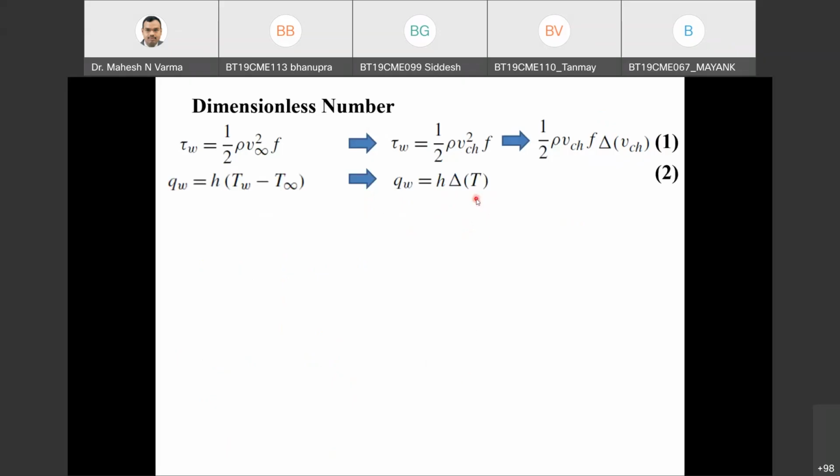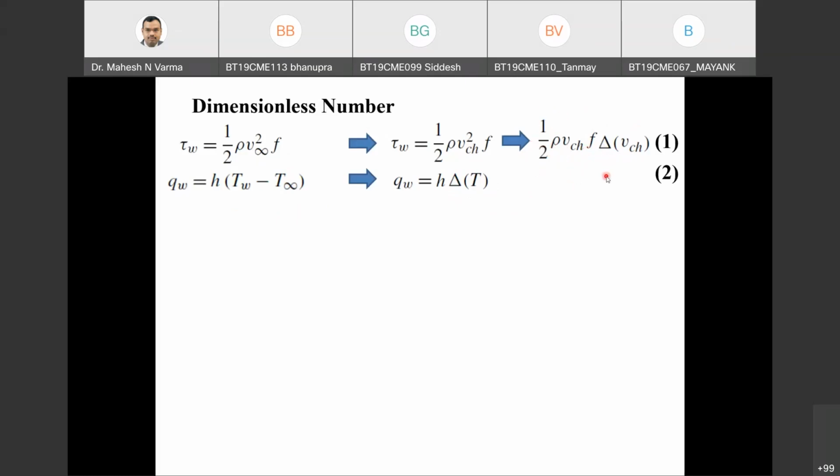So here this can be written like delta T. This is the driving force, and this is the transport property. Here delta VCH is the driving force, as we know that temperature is similar to velocity. And this is the transport property overall, including friction factor, velocity, density, and this constant divided by 2. This is interpreted as one transport property.